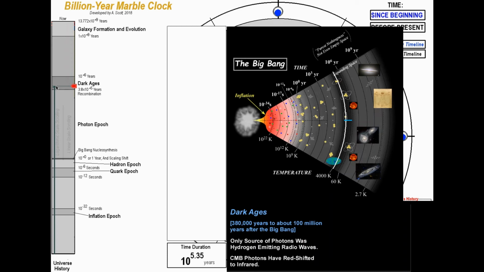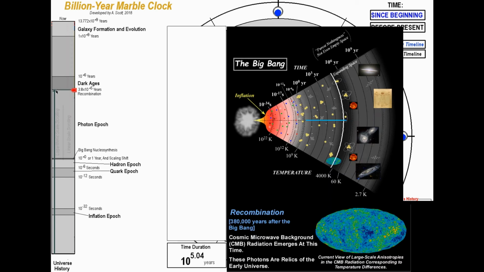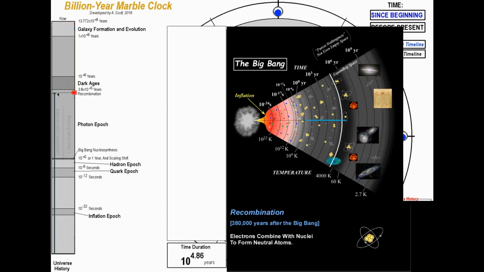Radio wavelength photons did exist, along with photons from cosmic microwave background radiation, which fills all of space in the universe. These photons had already shifted into the infrared. After about 380,000 years, neutral atoms began to form in what is called recombination.